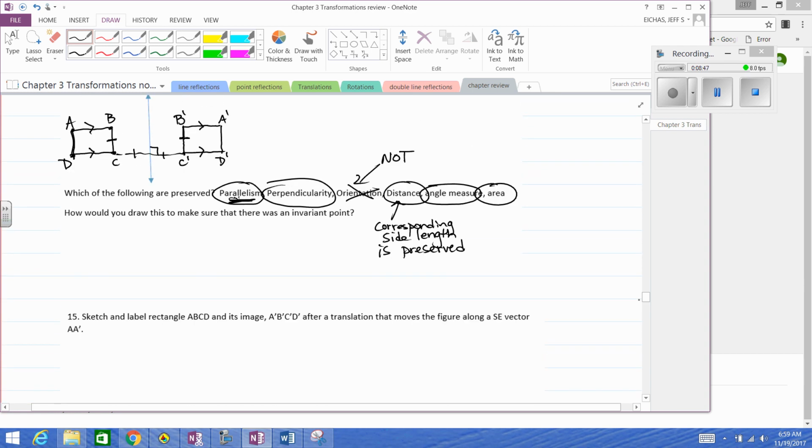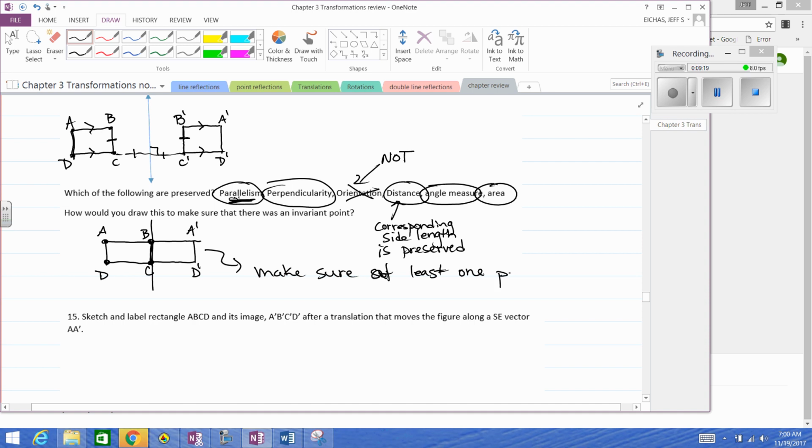How would you draw this to make sure there was an invariant point? Really simple. I would put a side right on there. Now this is going to give us a bunch of invariant points. All the points along BC are going to be invariant now. So it's a lot easier to talk about it when I actually sketch it. Make sure at least one point on ABCD is on the mirror or line of reflection.